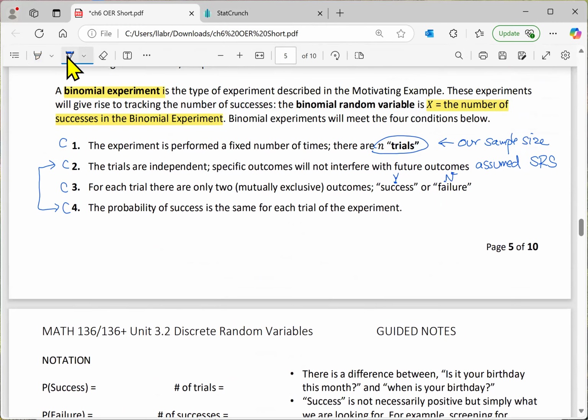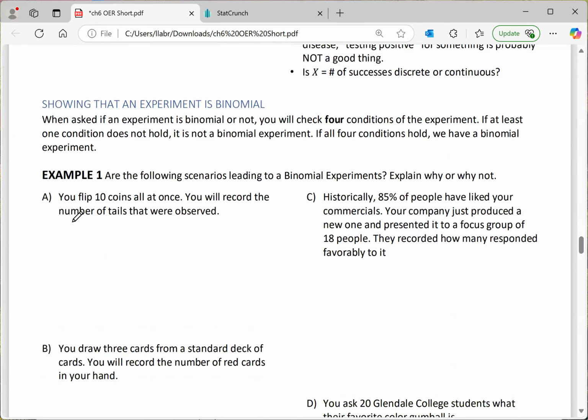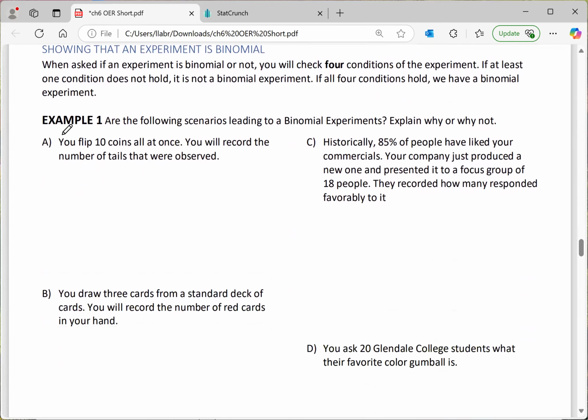Condition one, you have a fixed number of trials. Condition two, you have independence of the trials. Condition three, there are two mutually exclusive outcomes. And the last condition is that the trials are independent. So, consider the following situation and determine whether the scenario is a binomial experiment or not.